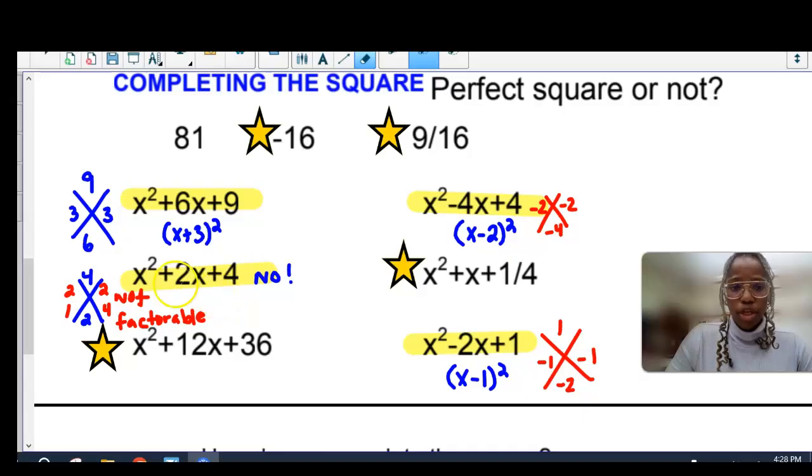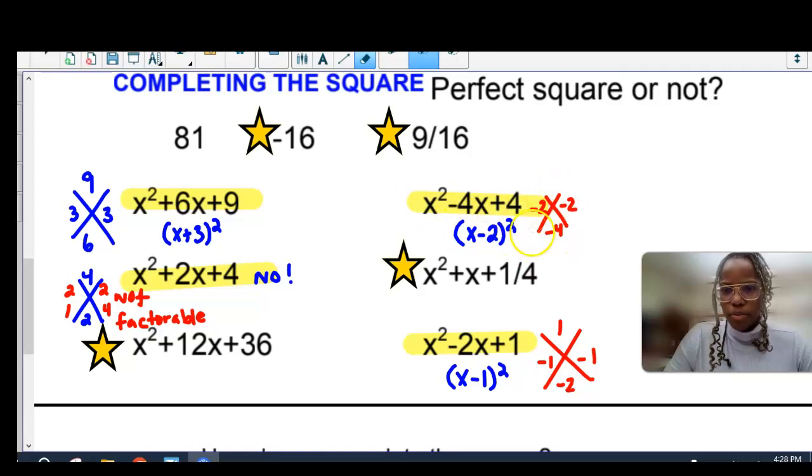This one was pretty interesting. This was not actually factorable. Two numbers that multiply to 4 but add up to 2 is not even possible, because 2 plus 2 doesn't give me 2, and 1 and 4, no matter how you change it around, is just not going to give you 2. So that was not even factorable, let alone a perfect square.